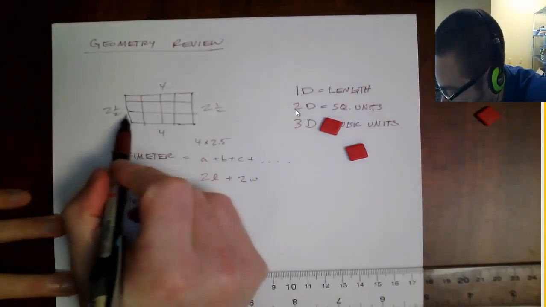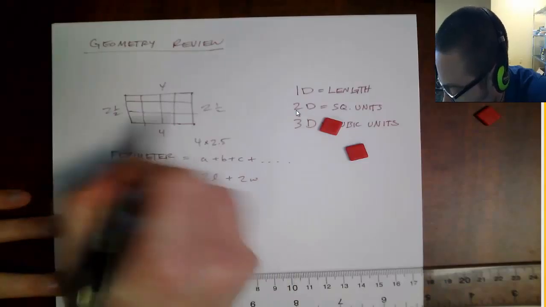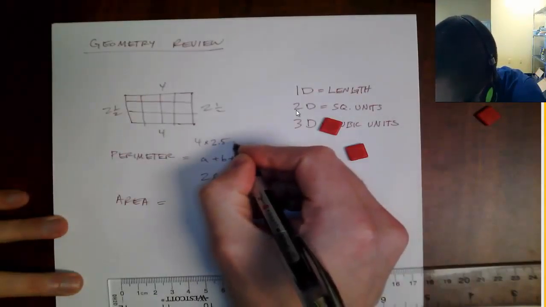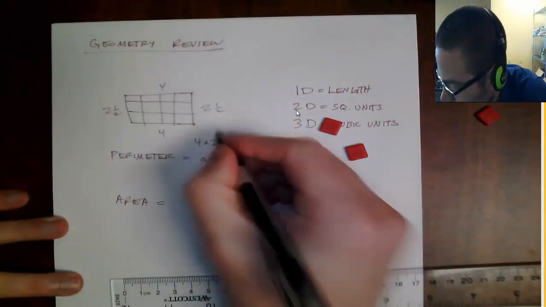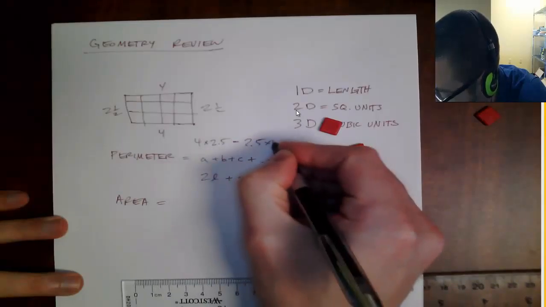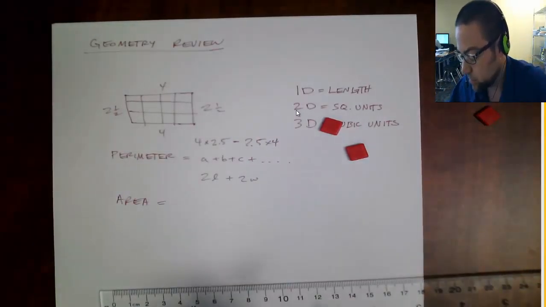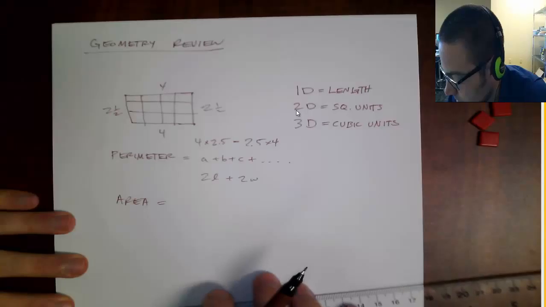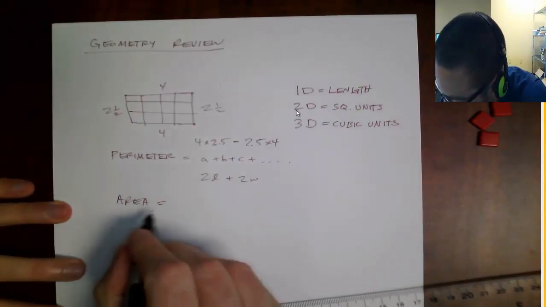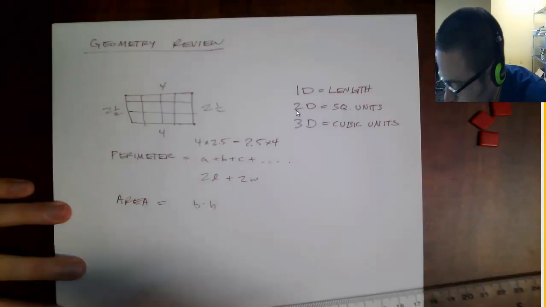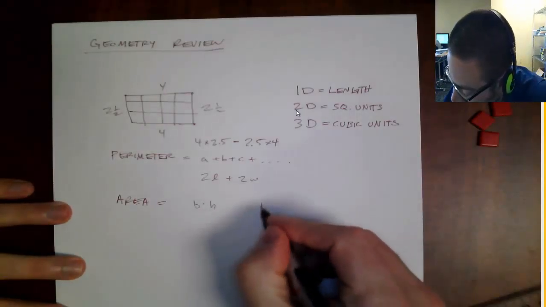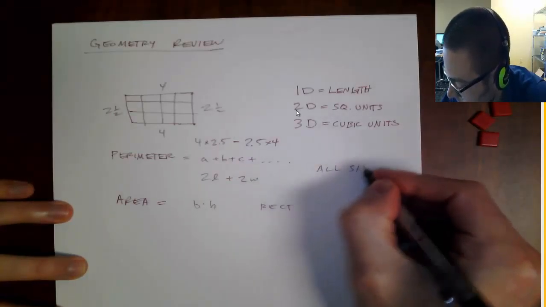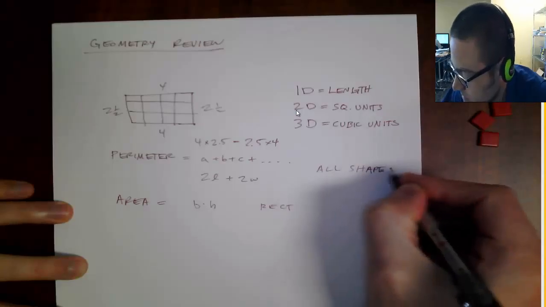Or I could think of it this way: I have 4 plus 4 plus half of 4 is 2, so 8 plus 2 is also 10. So there's a couple different ways you can think about it. 2.5 times 4 is equal to 4 times 2.5. You can switch the order. So that's the number of tiles that would cover that space. So for a rectangle, we use the formula base times height. Okay, so that's for a rectangle. Perimeter is all shapes, so that's an easy one to remember. You just add up the sides.